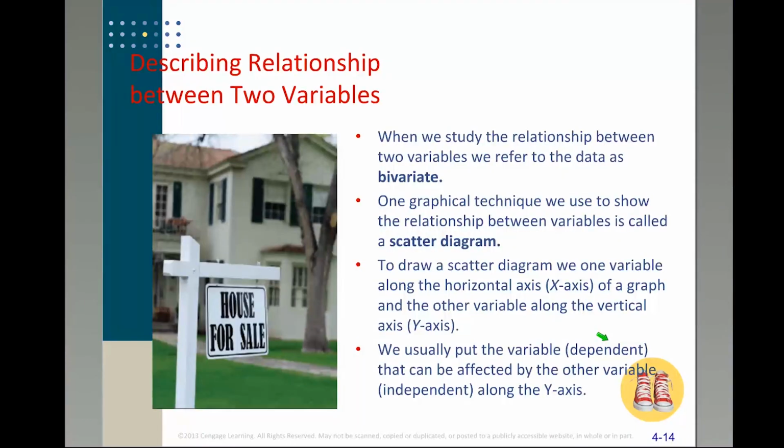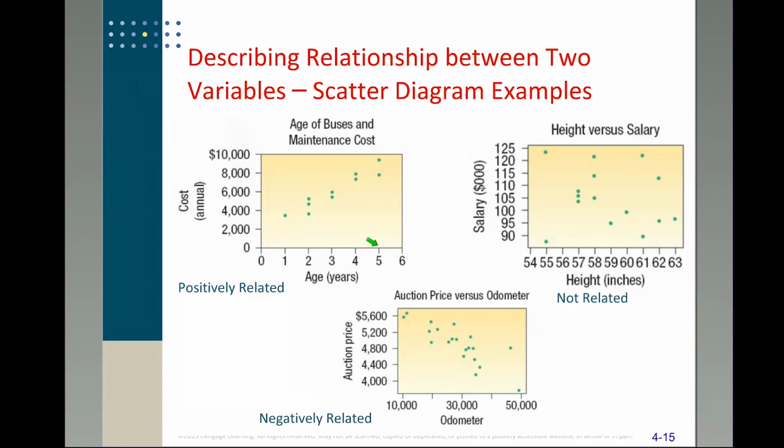Now, what if we want to describe the relationship between two variables, right? We call that type of analysis bivariate analysis. The best graphical tool is a scatter diagram. In a scatter diagram, we usually put the dependent variable labeled as y along the y-axis, the independent variable along the x-axis. Okay, and of course, we usually need to differentiate between dependent and independent variables among the two variables we're interested in.